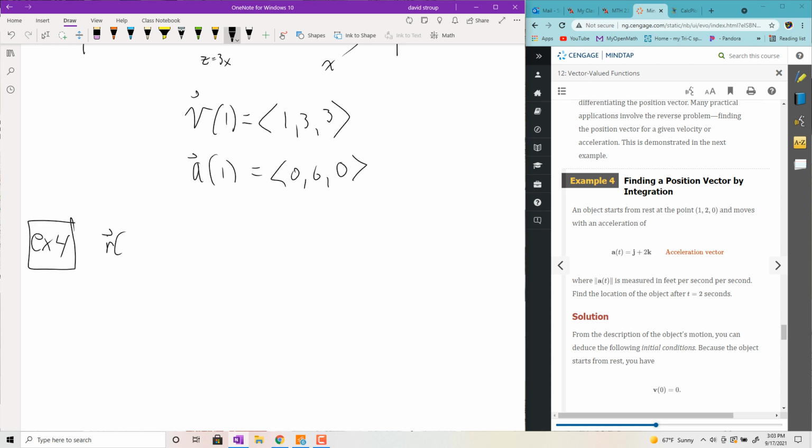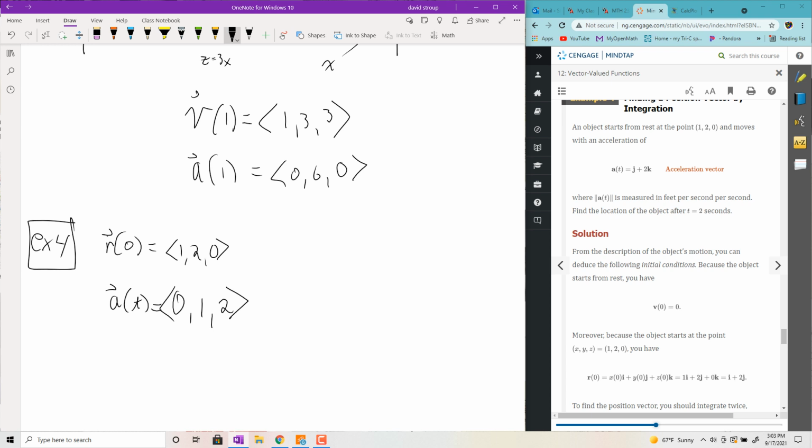r of 0 is 1, 2, 0. They're telling you the acceleration. That's going to be i is 0, j is 1, k is 2. And they want you to recover, I guess, the velocity vector, is that what they want? No, they just want you to find the location after 2 seconds.